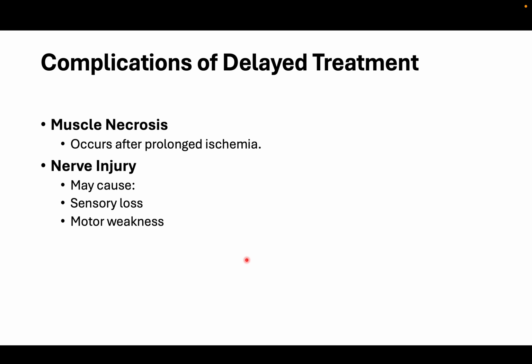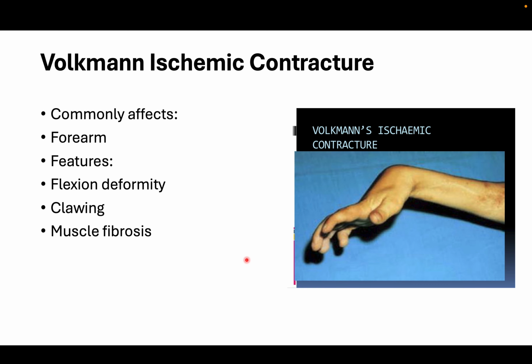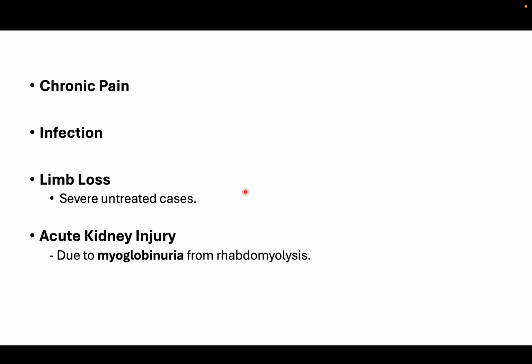Complications of delayed treatment: there is muscle necrosis, which occurs after prolonged ischemia. Nerve injuries can lead to sensory loss or motor weakness. One of the important complications is Volkmann ischemic contracture. The commonly affected area is the forearm. It leads to flexion deformity, clawing, and muscle fibrosis. Why? Because the flexor compartment is more prone to ischemia and to developing compartment syndrome than the dorsal compartment.